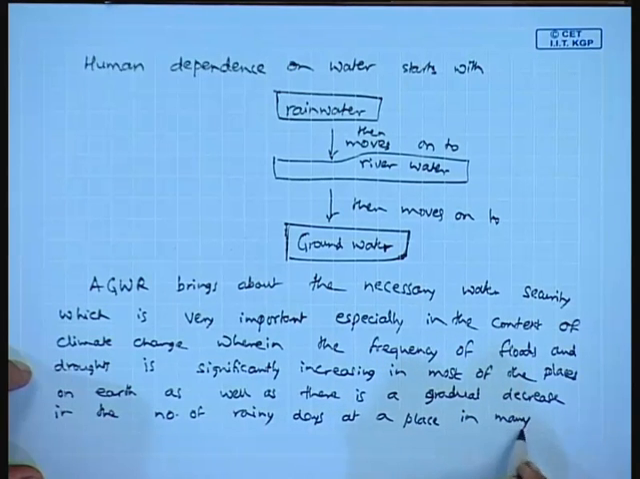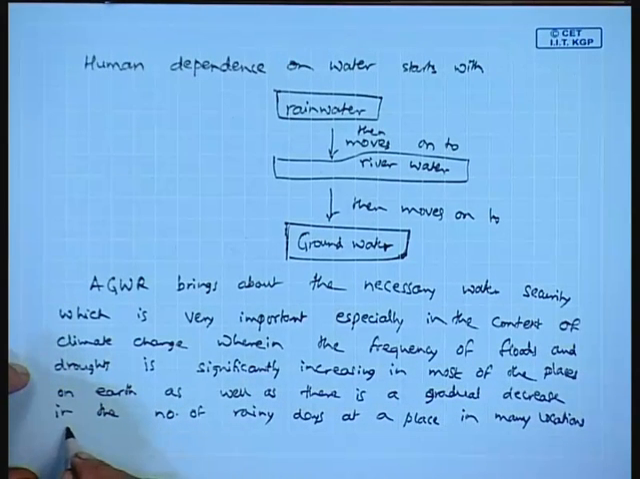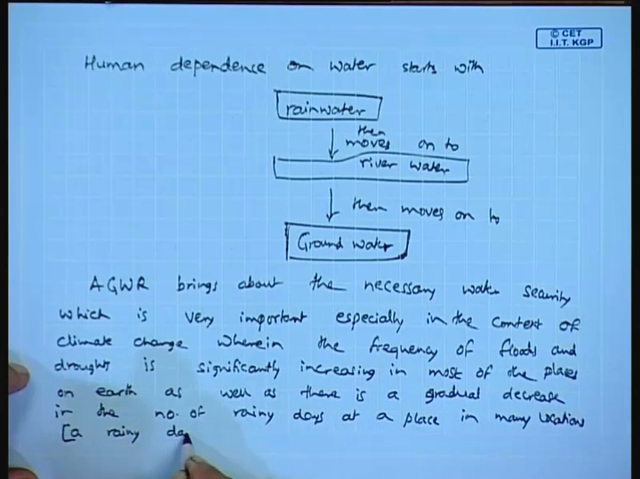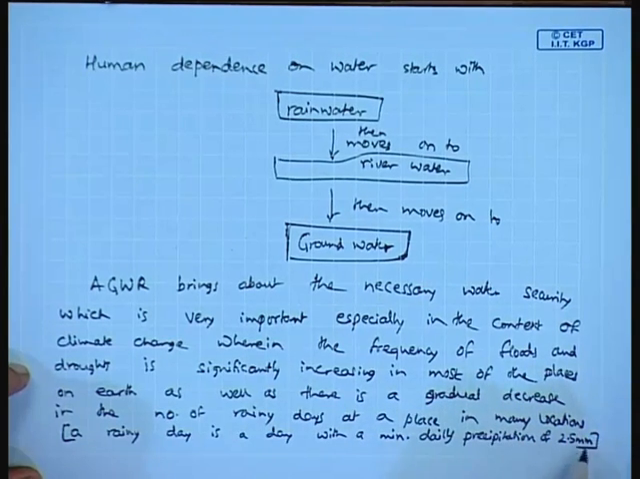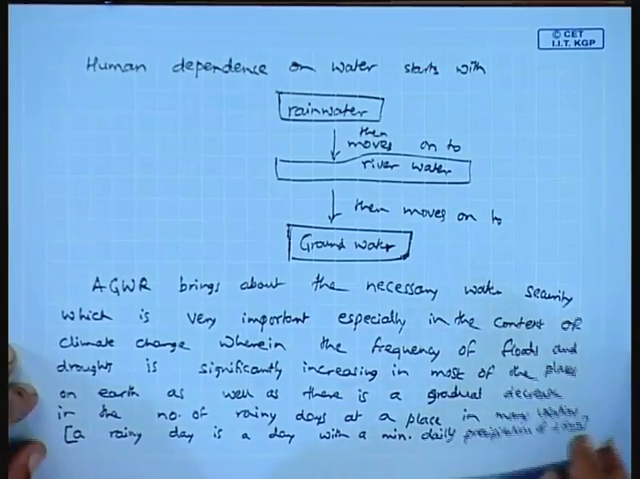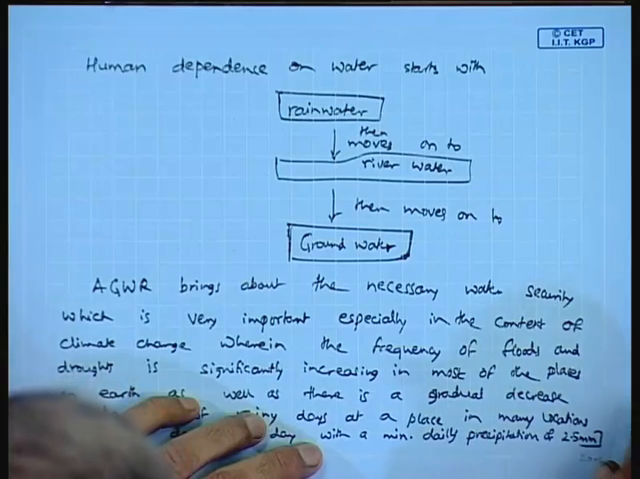In many locations, these rainy days, where a rainy day is a day with a minimum daily precipitation of 2.5 mm.